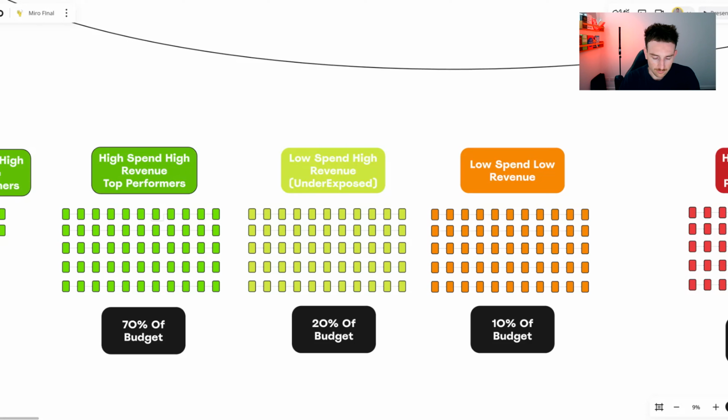But when you're starting, you essentially just want to put the most amount of budget possible behind your top performers. So essentially what you need to do is you need to ensure that 70% of your budget goes behind the top performing products. And then you can put another allocation of budget to your low spend, high revenue products that would be underexposed. So these are the products that have spent a little but generated well above goal. They probably deserve a bit more spend. 10% of your budget going towards the low spend, low revenue ones. So these ones have only had low spend, low revenue.